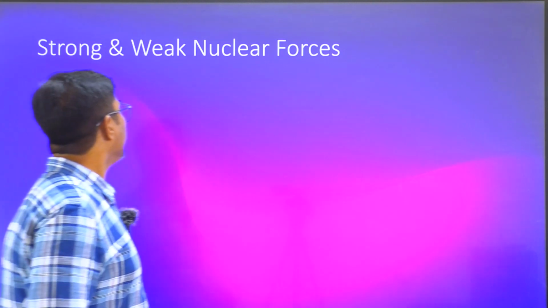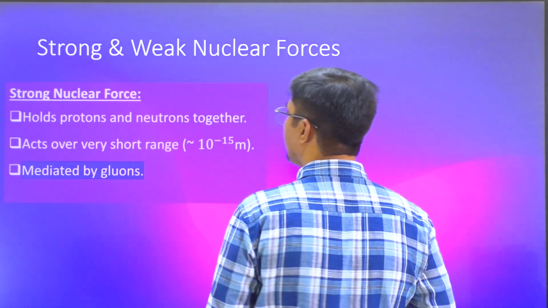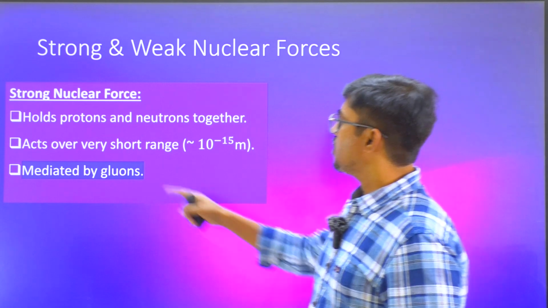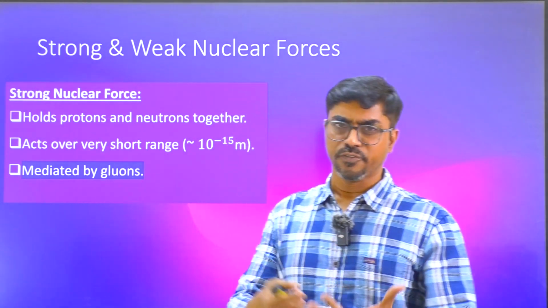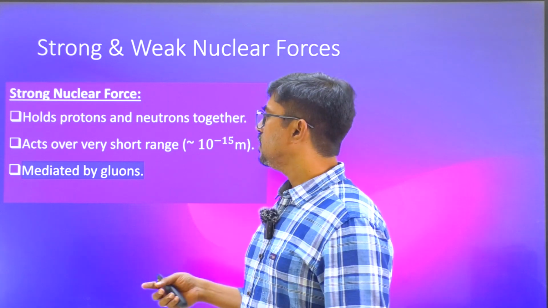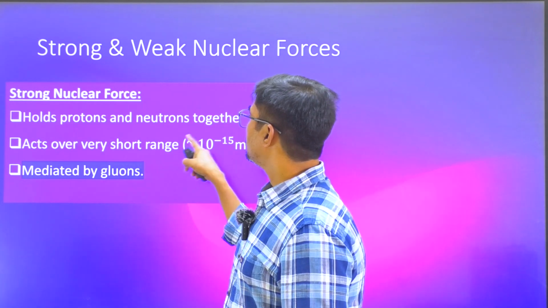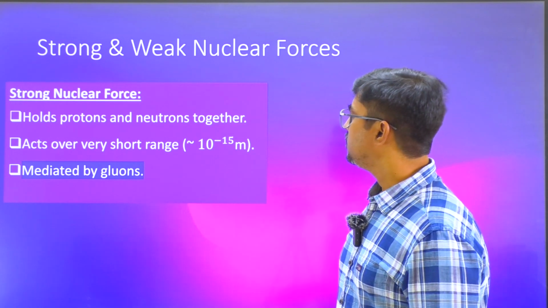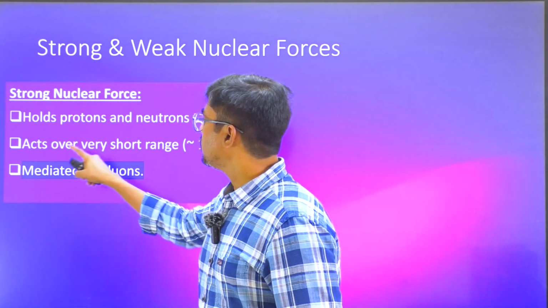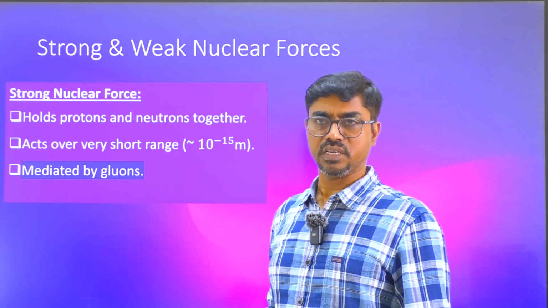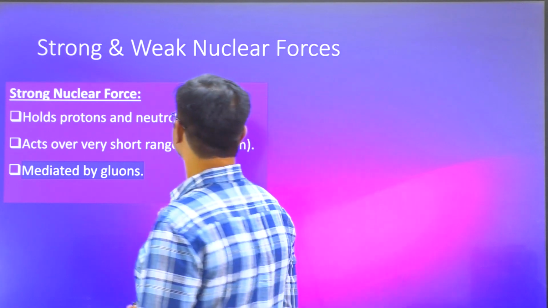Then come the strong and weak nuclear forces. They are observed only within the nucleus. These strong nuclear forces are basically spillover effects of gluon exchange within the proton or neutron. So these forces are responsible for holding the protons together or neutrons together inside the nucleus. But of course, these strong nuclear forces are very short range. We don't know why they are very short range, but it is observed to be so.